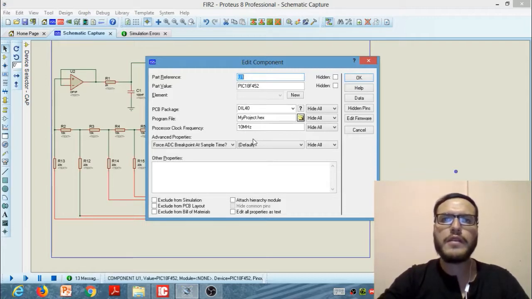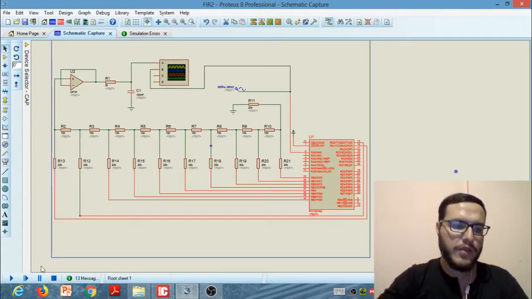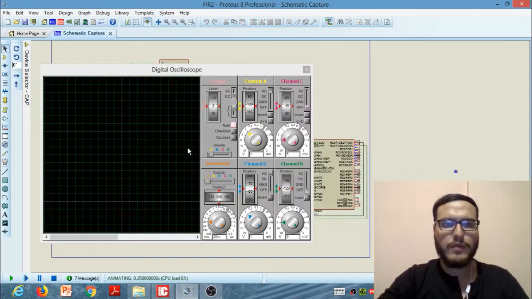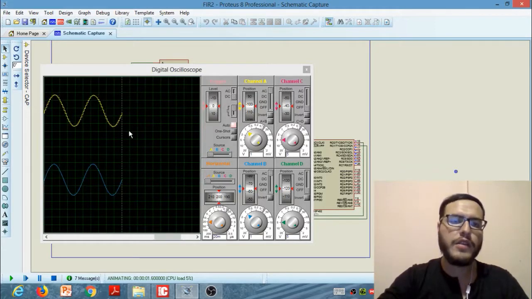For all the first examples that will be shown, they must be simulated with the same arrangement in ISIS. For this purpose, a circuit is implemented with the devices: 18F452 microcontroller, resistors, oscilloscope, and a virtual generator. At this moment, see the digital oscilloscope.